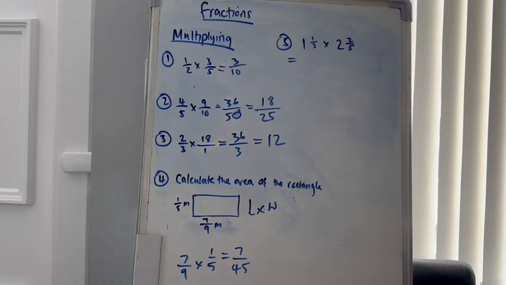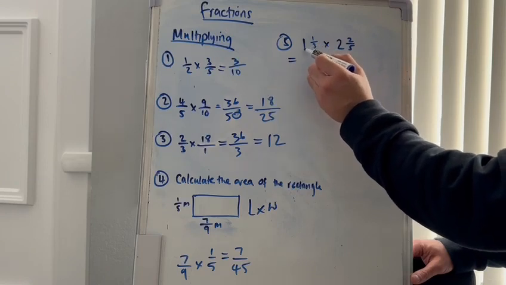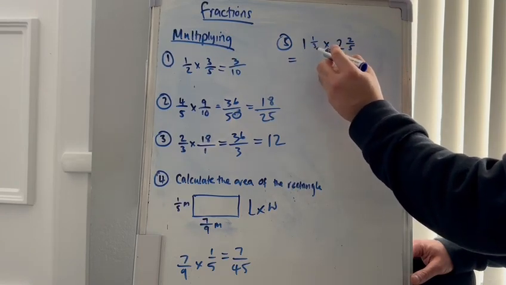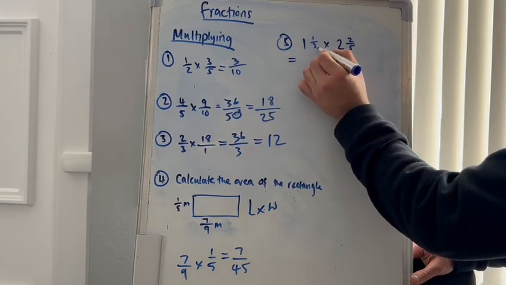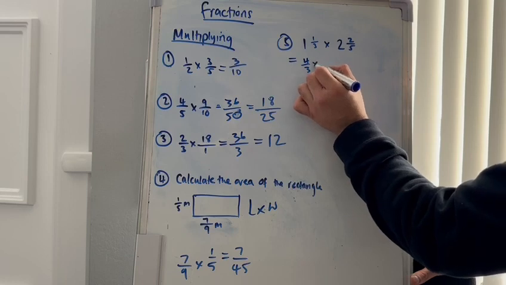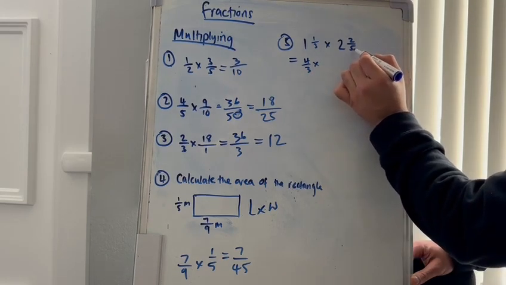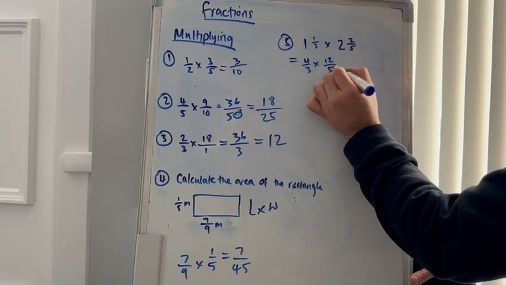Now on to multiplying mixed numbers. The simplest way to do it is to convert it into a top heavy. How do I do that? I times by the bottom number, so the big number times by the bottom number, then I add the top number. So 1 times 3 is 3, 3 add 1 is 4, so it becomes 4 over 3 times. 2 times 5 is 10, 10 add 2 is 12, so that becomes 12 over 5.